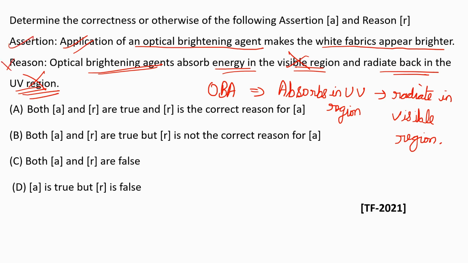So option A is true and reason is false. So the correct option would be option D: A is true, but R is false. I think you must have understood the concept and the mechanism behind the OBA working. Now, coming to the next question.